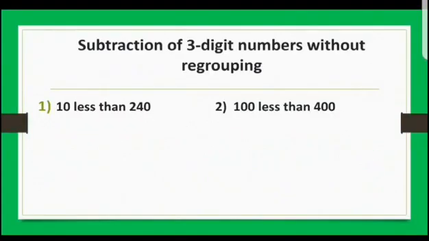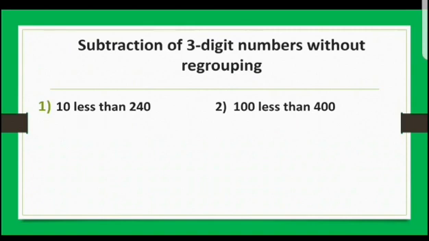Okay children, now we will see some more questions, some more different types of questions. Now here the first question which ma'am has taken is 10 less than 240. So remember children, whenever they are asking less than in the question, it means they want you to subtract. You have to do subtraction whenever less than is mentioned in the question.